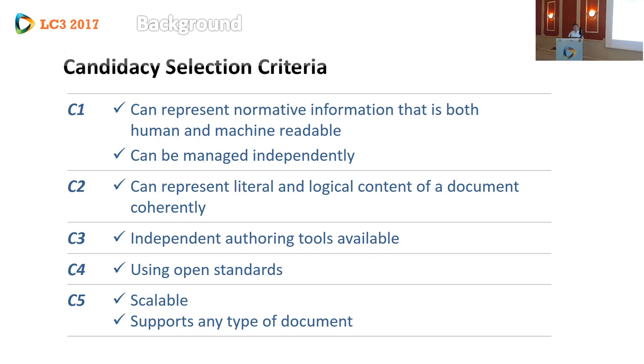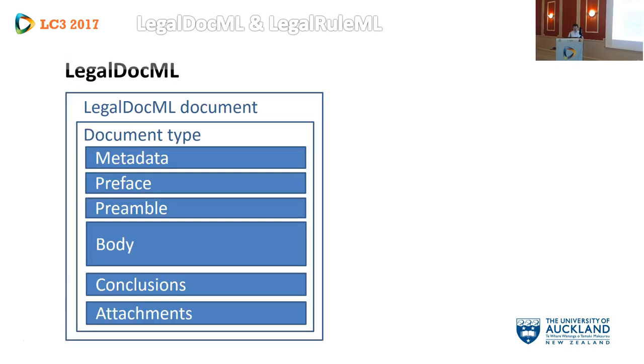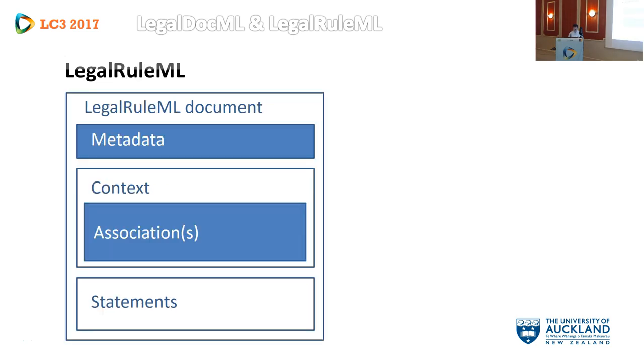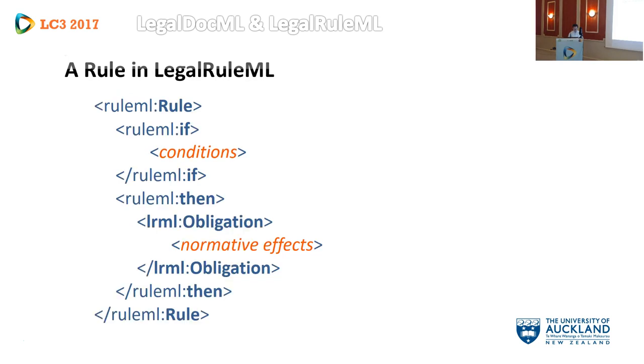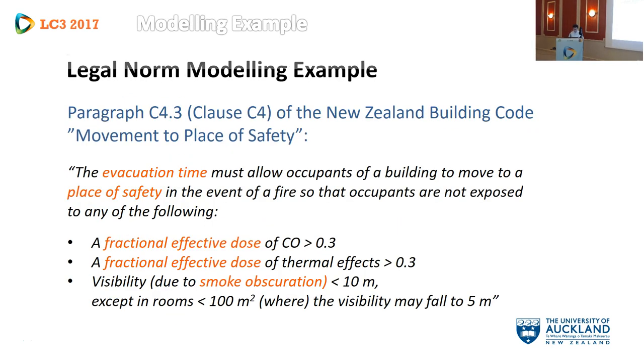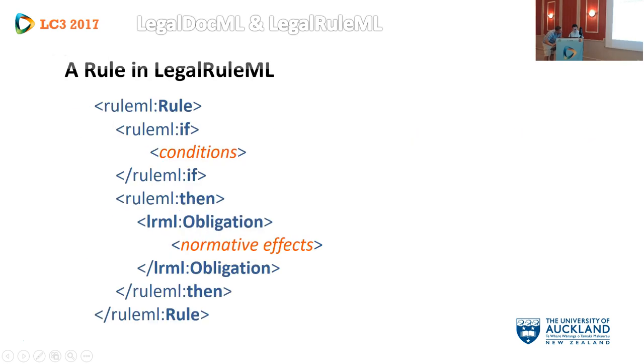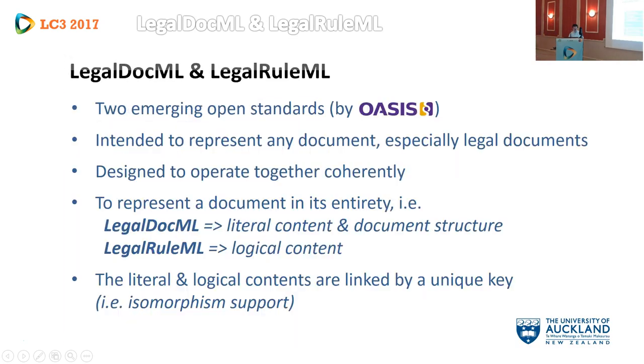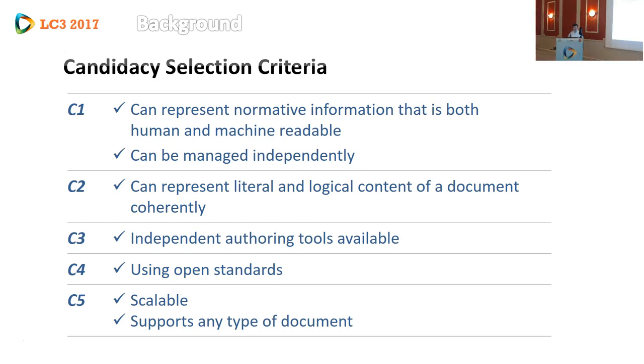So they must support what's called isomorphism, which links a rule to its text provision. And it must have some independent authoring tools for us to use to develop the system. And it must be an open standard. And finally, it must be scalable and support any type of document. So this was just the initial candidacy selection criteria.